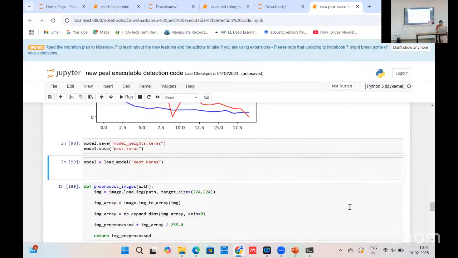After that, this is the model name which I have given for my data set. You can keep your own name for that model, but the extension is .keras.